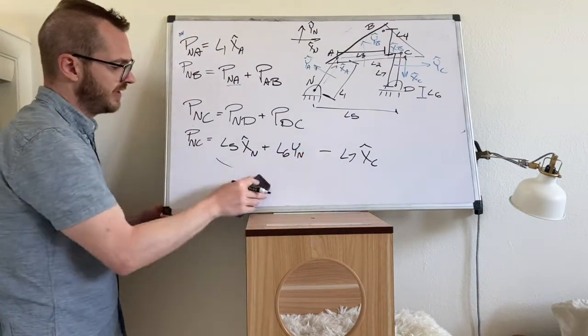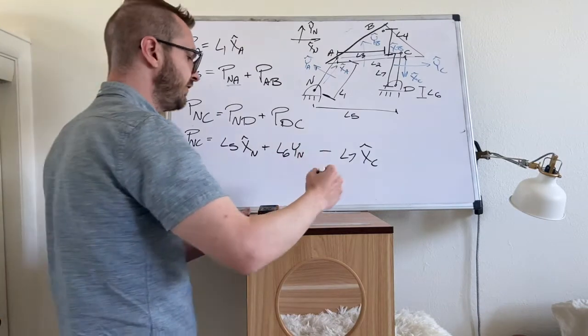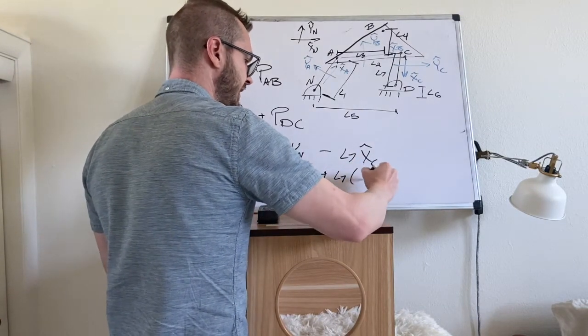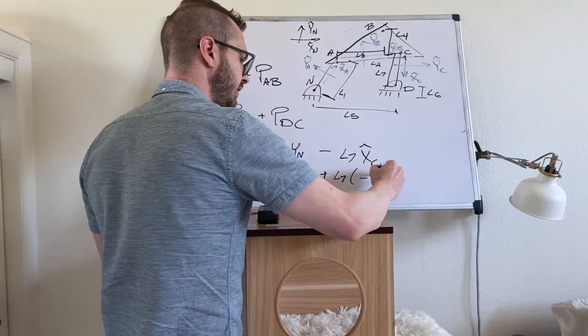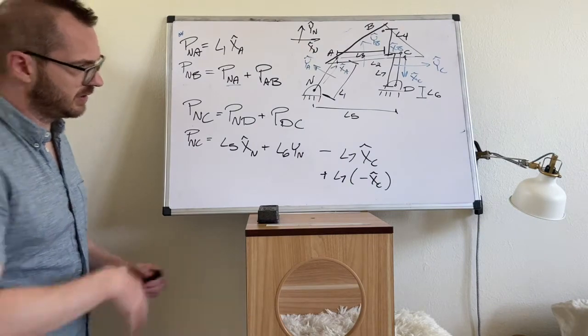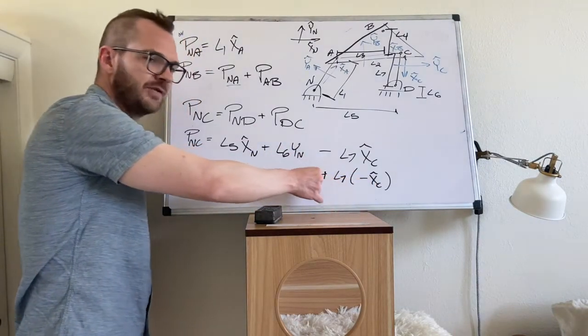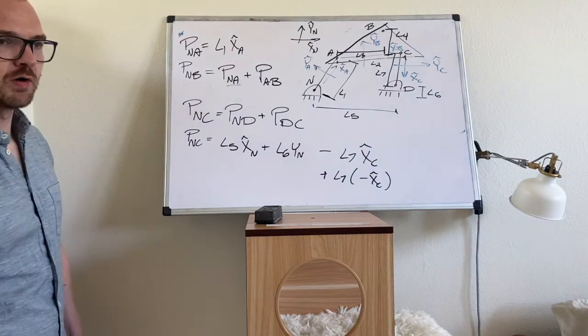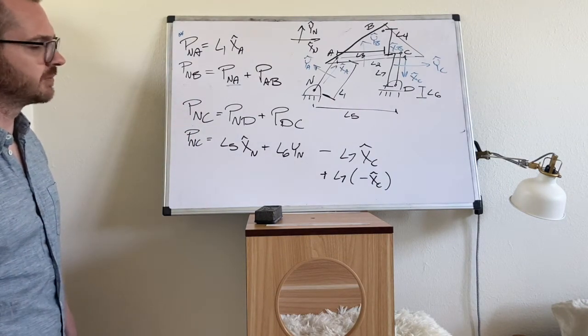Another way that you could look at that is we could say plus L7 in the negative x hat C direction. You could do that if you want, and then you're effectively just bringing the negative sign out. All of these are acceptable. There's all kinds of ways to construct your position vectors.